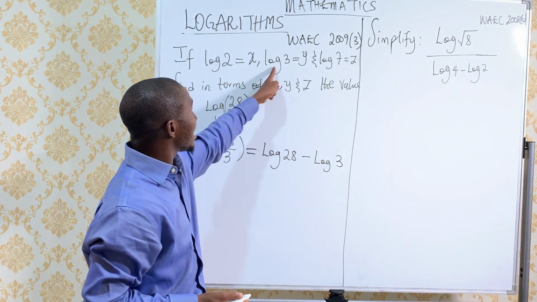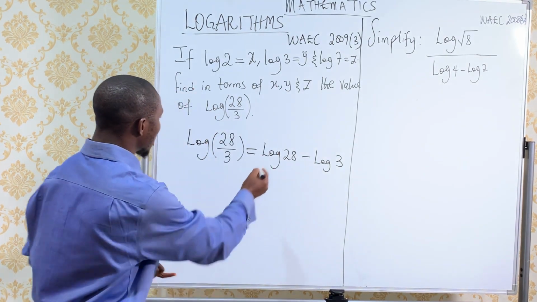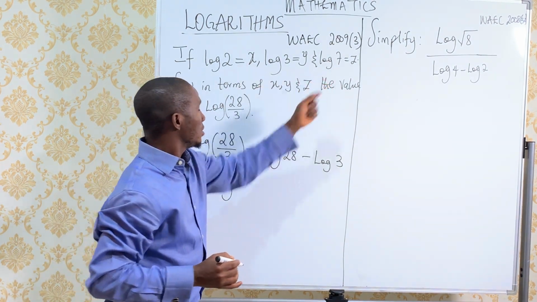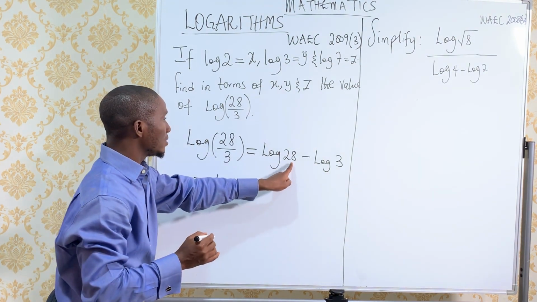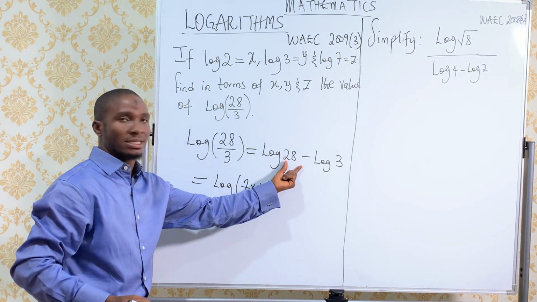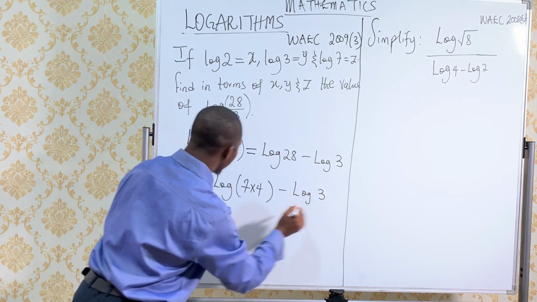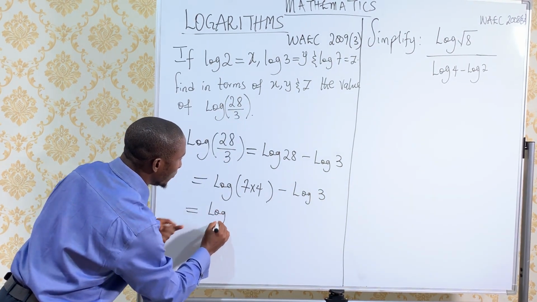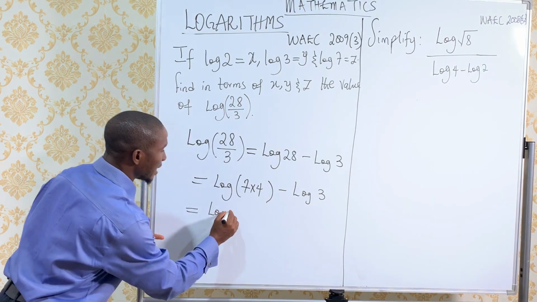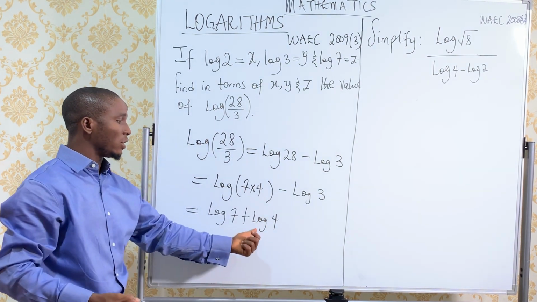Log 3 has been given to be y, so we don't have any problem with this. But the next thing now is log 28. So let's break down log 28 in a way that is going to contain maybe 7 and 2. 7 can go in 28, so we can say 28 is 7 times 4. Now, minus log 3. We can break this down from our first law of logarithms. Since it's multiplication, it's going to become log 7 plus log 4. That is from our first law of logarithms.